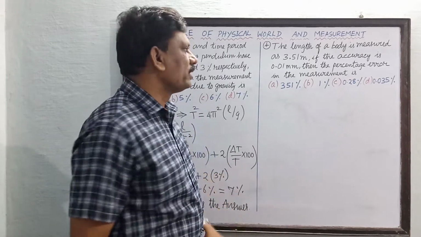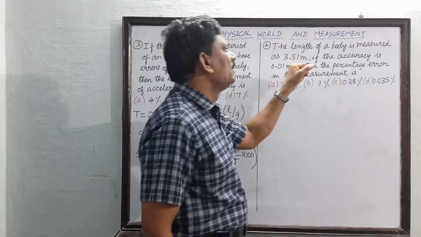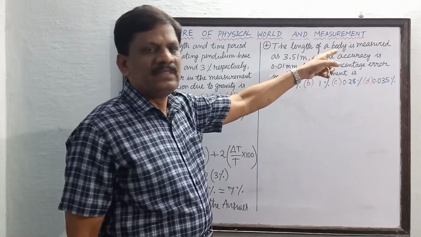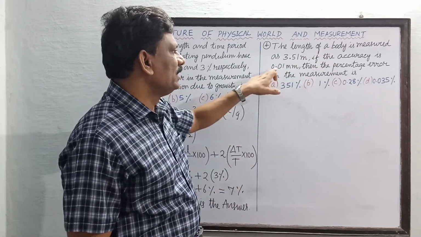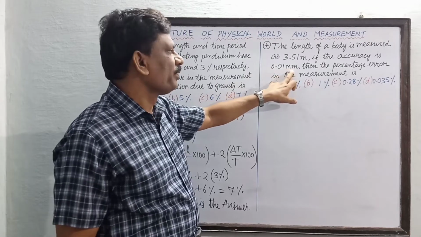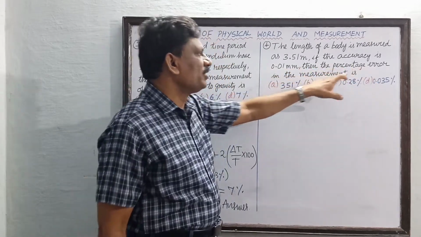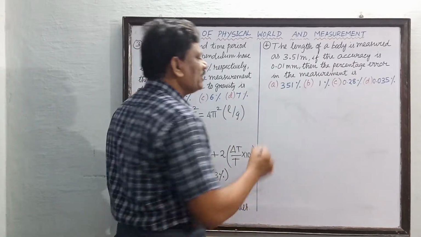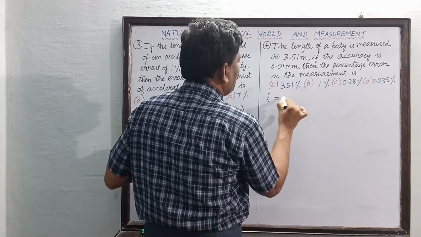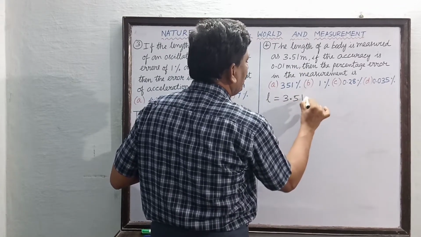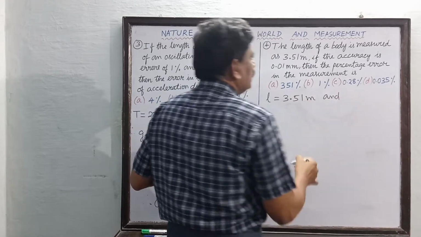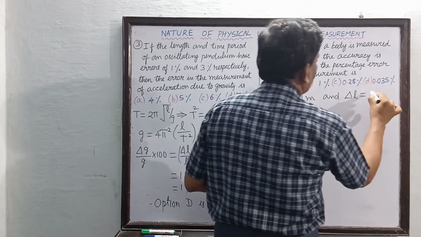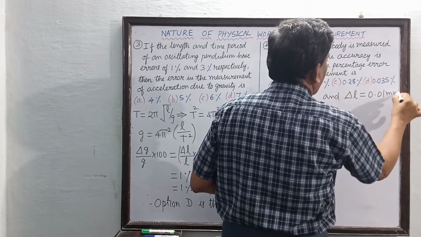Have you understood? Okay. Now let us read the fourth sum. The length of a body is measured as 3.51 meter. If the accuracy is 0.01 millimeter, then the percentage error in the measurement of length is to be found. Now here L is given as 3.51 meter, and the accuracy in the length, that is delta L, is equal to 0.01 millimeter.